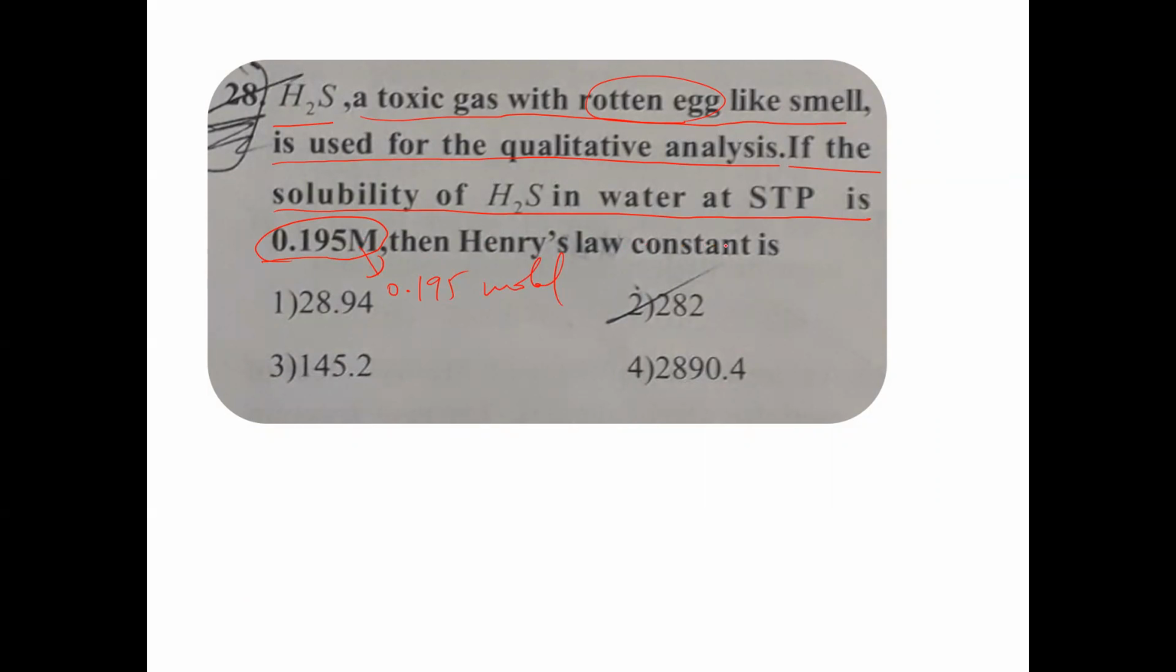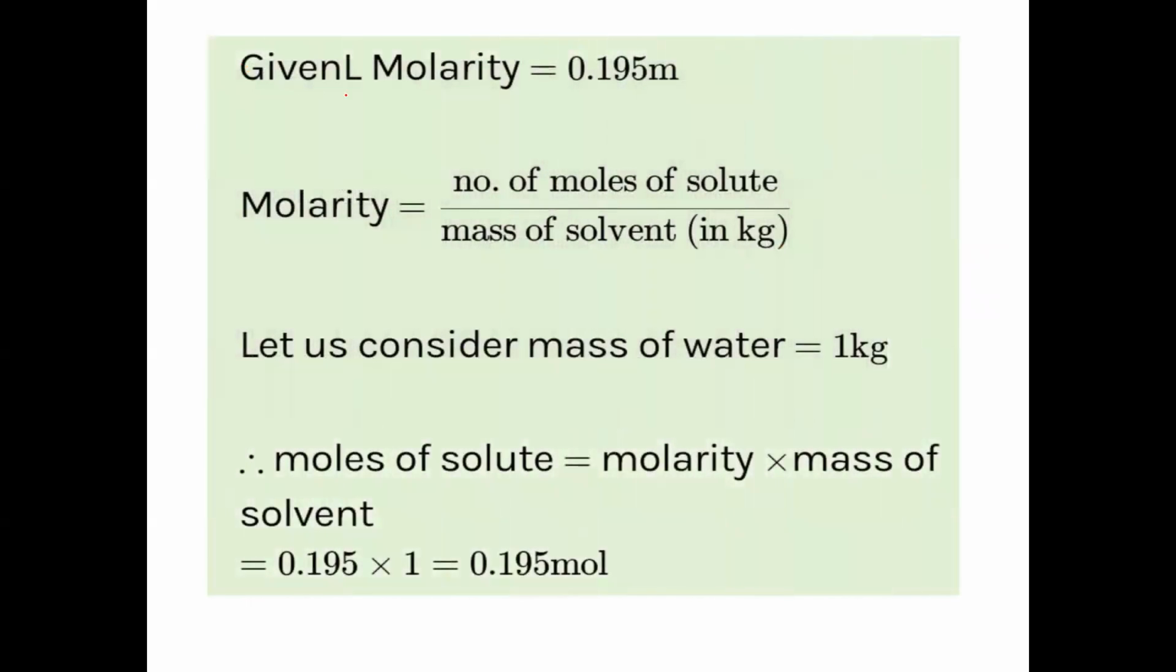Then what is Henry's law constant? That means KH is what they asked here. So what is given here? The molality is given, the concentration at STP, and they asked for the KH value. Given molality is 0.195 molal. Small m means molal solution. Now, molality is equal to what?